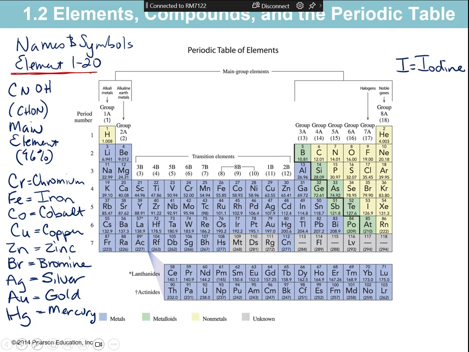Zinc is right after copper, and it's capital Z, lowercase n. Then if you go all the way over to the end, you see bromine. We have bromine, Br, because bromine's in that halogen column. Ag is silver. Ag is number 47, right underneath copper. And underneath it is gold, which is Au. So we have copper, silver, gold, all in a column on the periodic table.